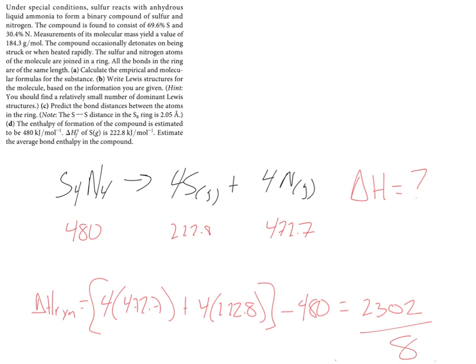Now, how many bonds did we break per mole of S4N4? Well, we broke 8 bonds per mole. Go back to the Lewis structure that you wrote in the beginning of this problem, and you'll see that there are those 8 bonds. So 2302 divided by 8 should give you, I think we said 287 or something like that, but let me do the calculation now. 287 or 288 kilojoules per mole, and that's the average bond enthalpy.